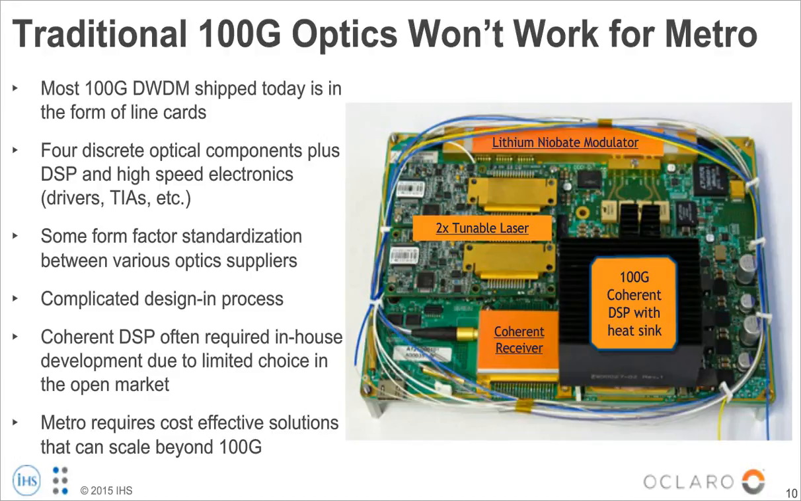So this is clearly very mature in a way, but it's also not really scalable. If you want to do multiples of 100G, it doesn't scale. You have to have multiple designs, and really for the metro, we need to do something different, something that can scale beyond what you see here, and we're going to talk about that in the next slide.